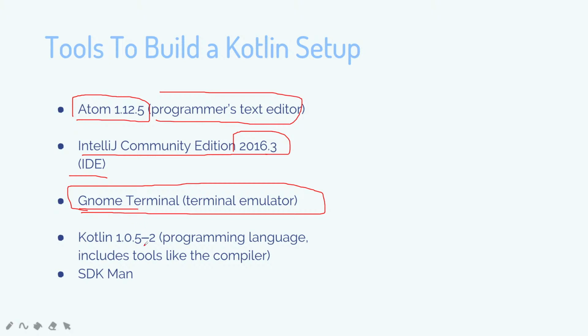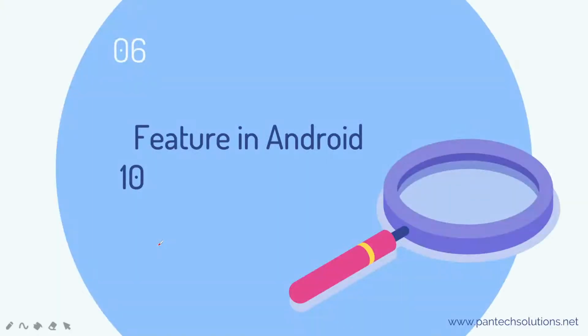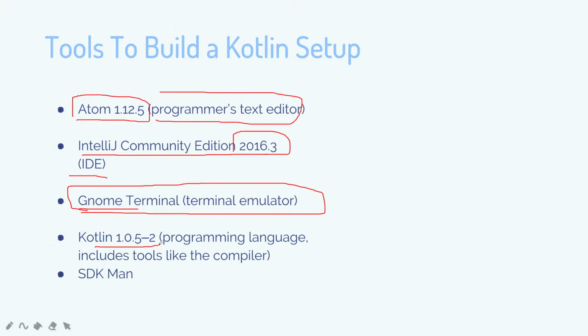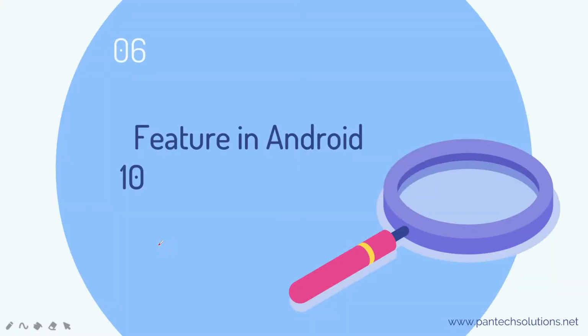And here you can see the programming language includes compilers, version 1.0.52. This compiler we need to install, and the SDK also. So these are the tools we need to install for the Kotlin setup.